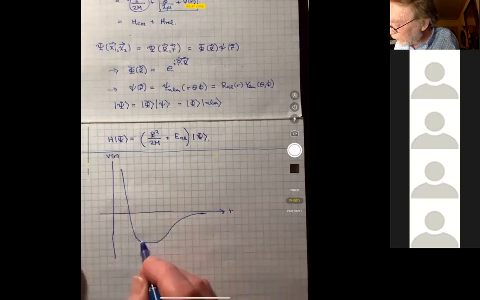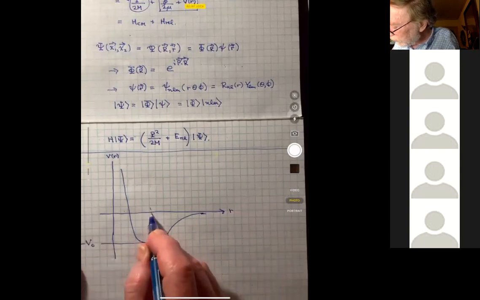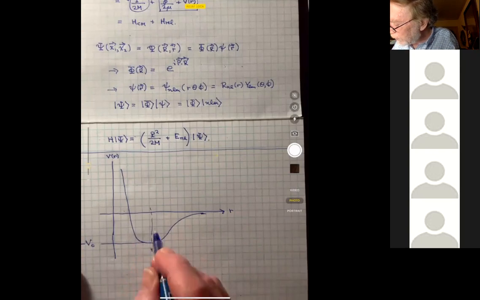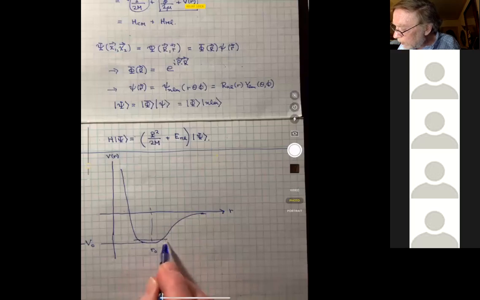It's weakly attractive at large distances. It has a parameter here, well depth, let's call it minus V0, and a radius r0 to the range of the well. These are just crude parameters of this well. This well supports vibrational bound states, which are energy eigenstates down at the bottom of the well.